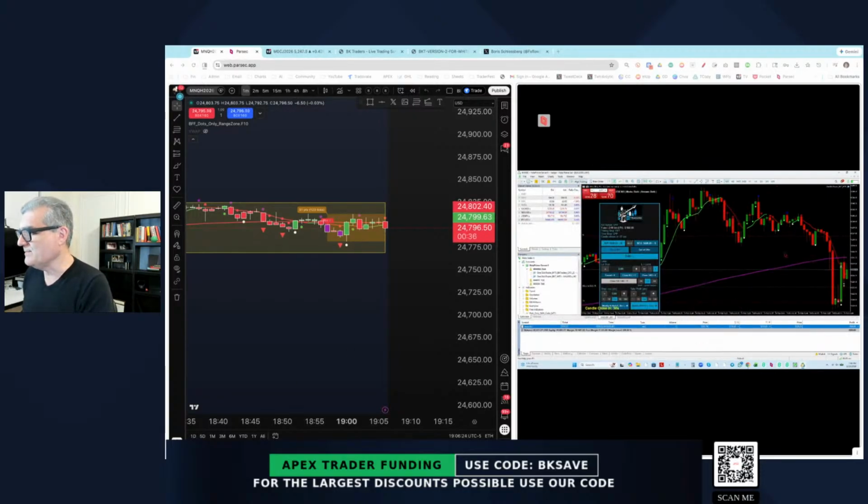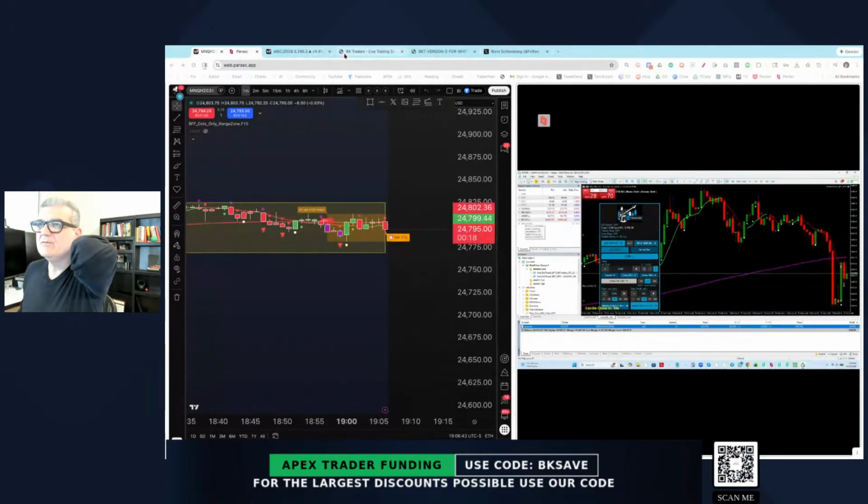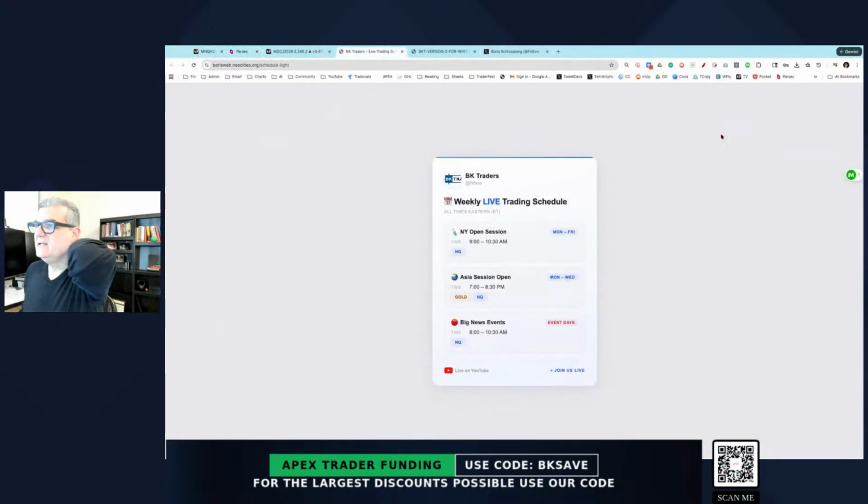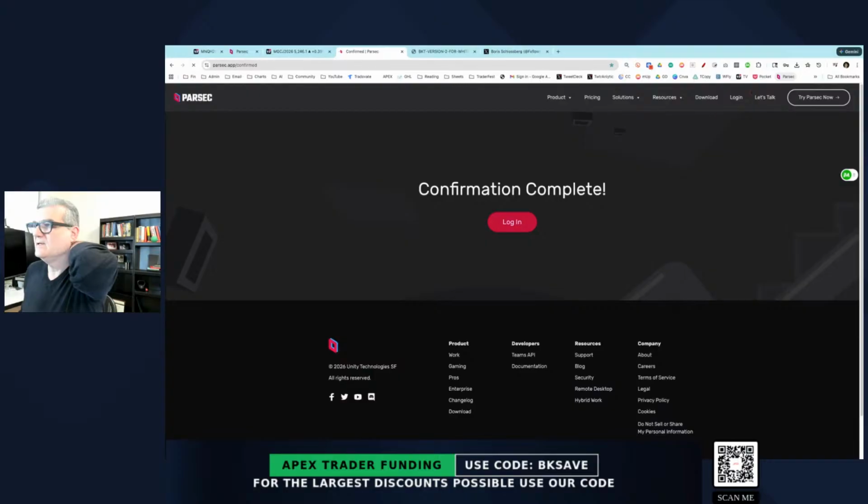I understand, because the problem is I'm logging in on a... I wanted to just have gold and Nasdaq side by side, but I think that's probably going to be kind of a loser idea because the gold is just too small on this screen to be visible. So I think we're going to have to log in this way. Let's go into Parsec and let's log in this way.